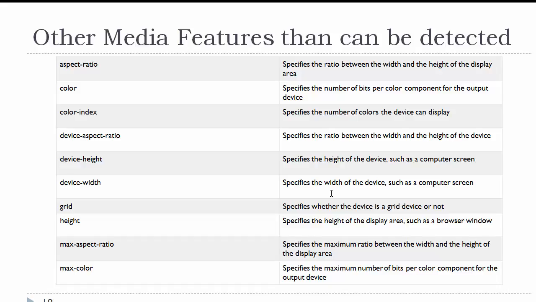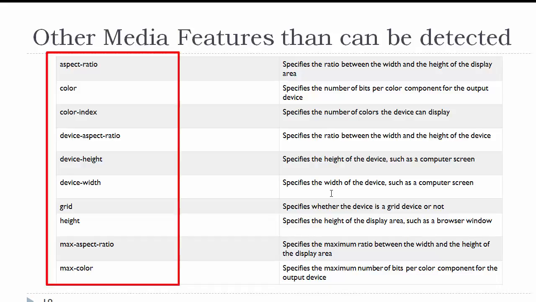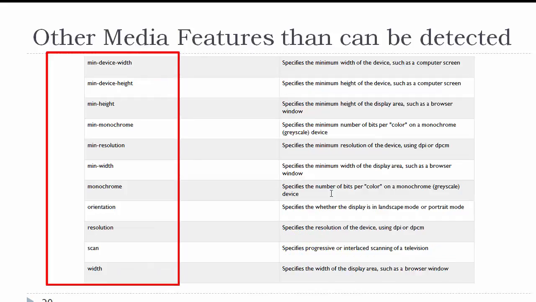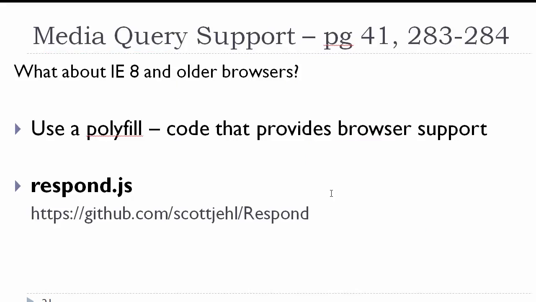All right, other features. There are a lot of other features that can be detected other than the maximum width or minimum width. We can detect things about the color, about aspect ratio, about the device itself, resolution, color, aspect ratio, orientation, monochrome.